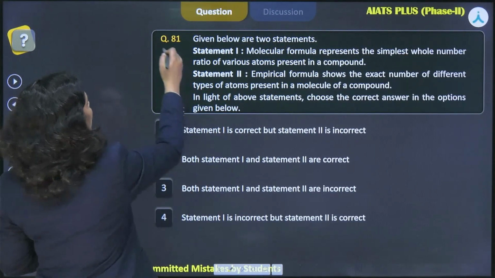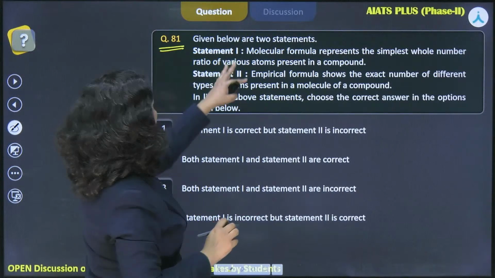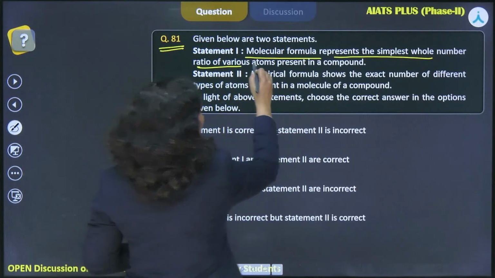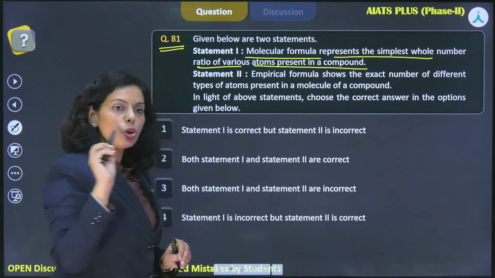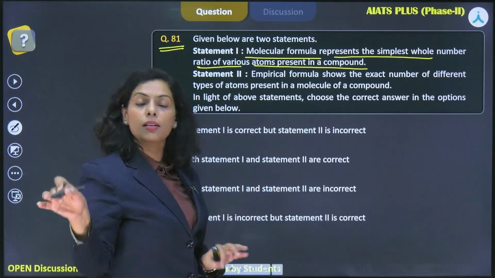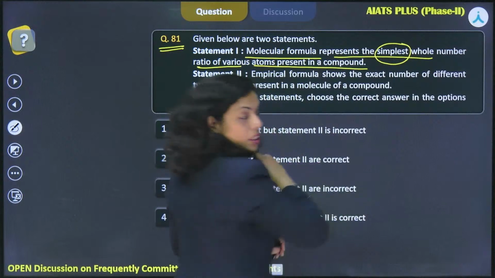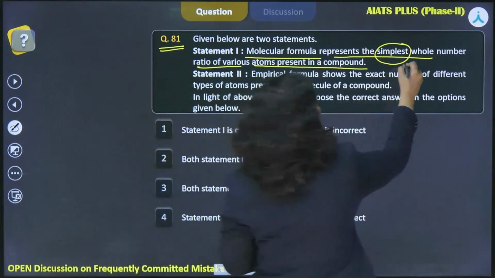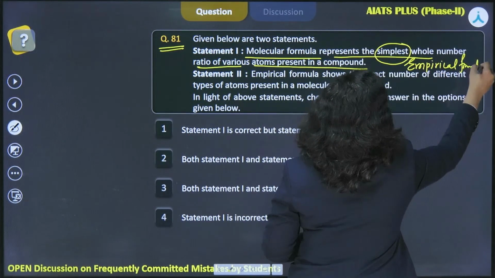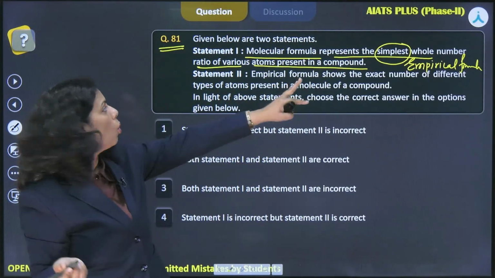So the question number 81 we have. The question has 2 statements. First statement says, molecular formula represents the simplest whole number ratio of the various atoms present in a compound. When I'm talking about the molecular formula, that would have the ratio of the atoms present in the compound, definitely, but not the simplest whole number ratio. The simplest whole number ratio is explained by the empirical formula. I hope you have studied this as well. Empirical formula gives the simplest whole number ratio.